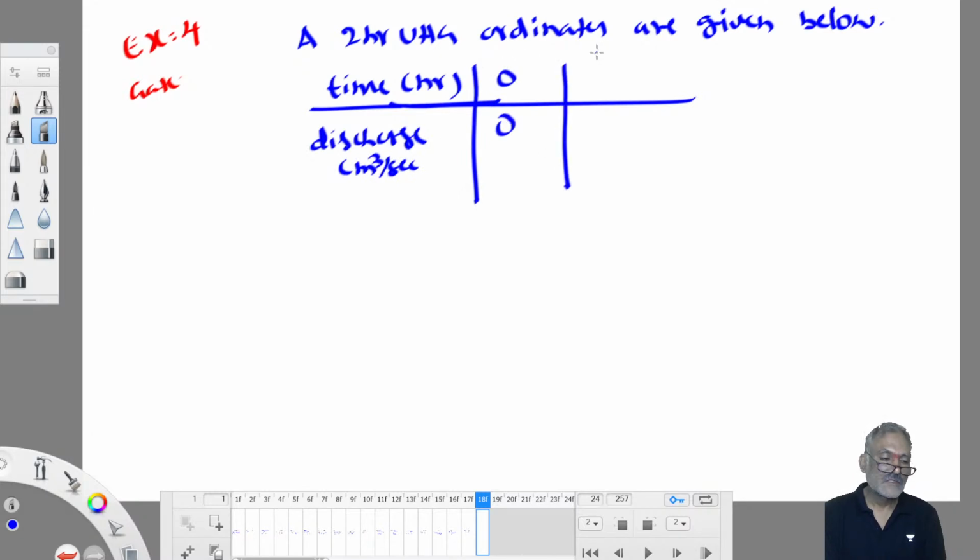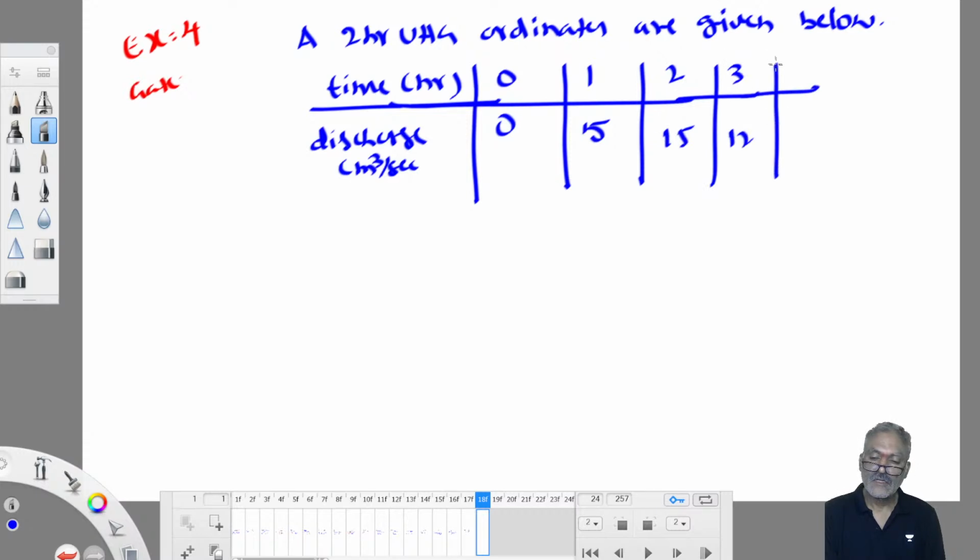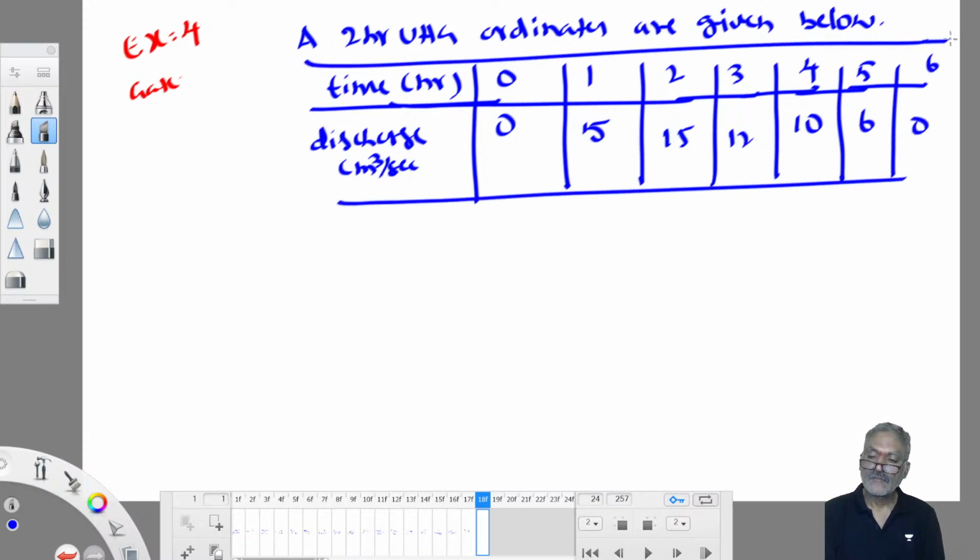At 0, 0. After 1 hour, 5. After 2 hours, 15. 3 hours, 12. 4 hours, it is 10. 5th hour, it is 6. And again 6th hour, it is 0. This is given to you.